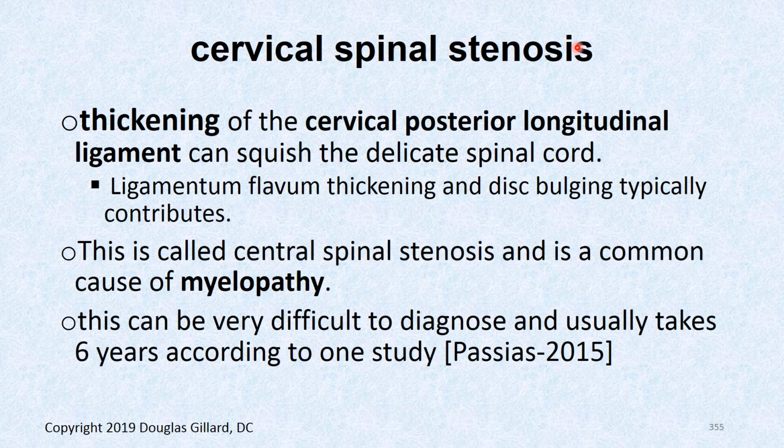Cervical spine, central stenosis, cervical spinal stenosis, also called central spinal stenosis. I'm actually going to fix that. 355, it's central stenosis. So you can get a thickening of the posterior longitudinal ligament. It doesn't really matter in the lumbar spine or really the thoracic, but the cervical spine's a tight squeeze and it can squish the delicate spinal cord in that region. And then if you have ligamentum flavum thickening in behind, the two of them can pinch the spinal cord and cause all sorts of trouble.